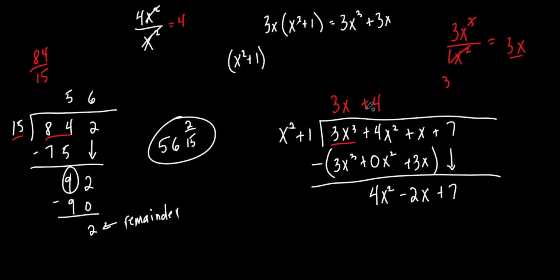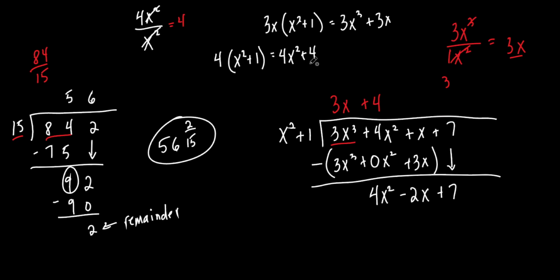Actually, I'm sorry. What did we do here? We went 6 times 15, correct? So what are we going to do here? 4 times x squared plus 1. You see that? And then what's that going to give you? 4x squared plus 4.